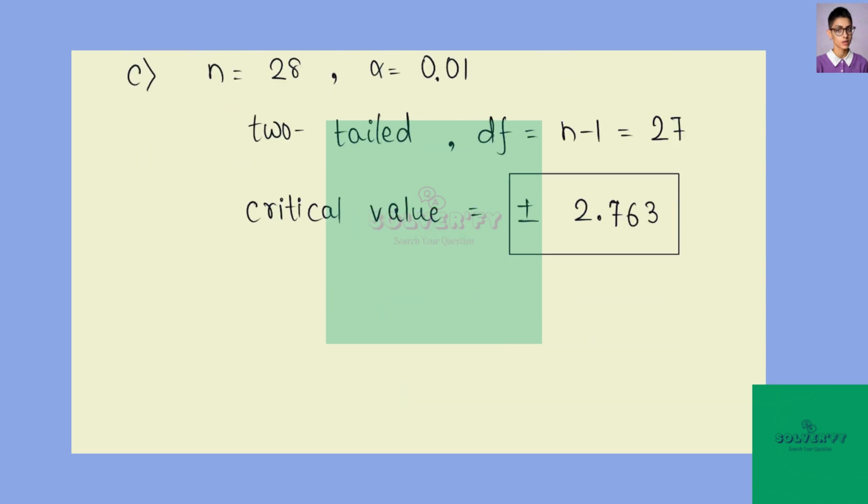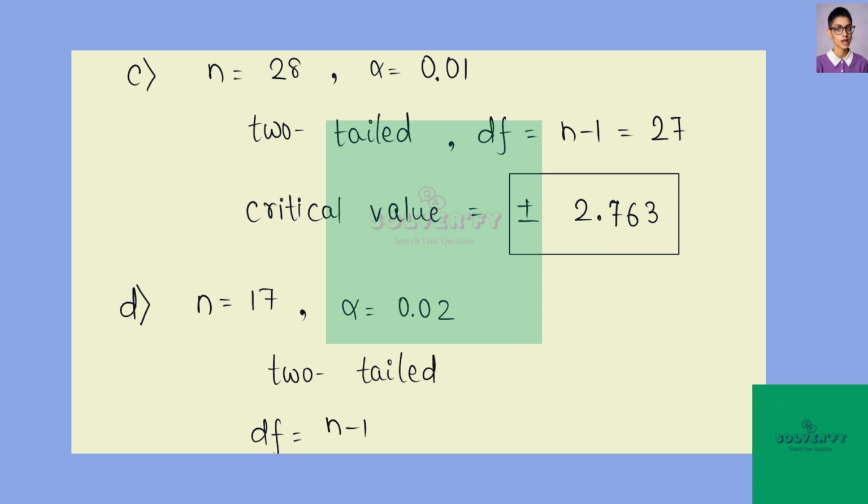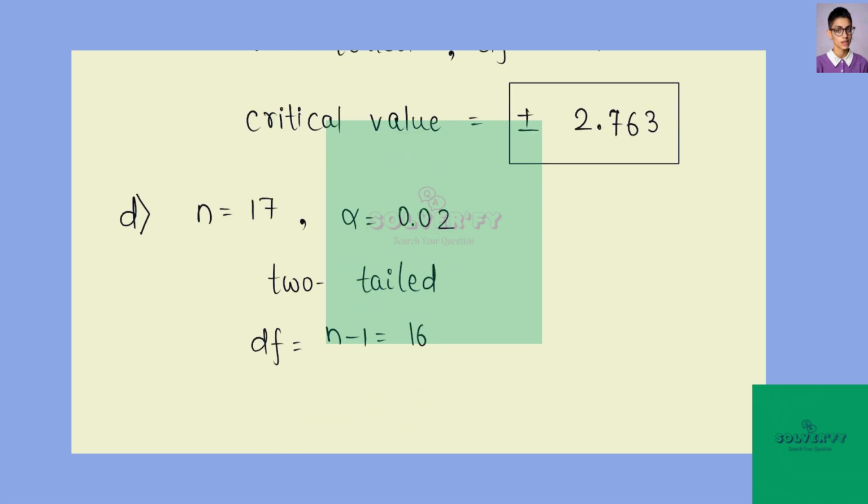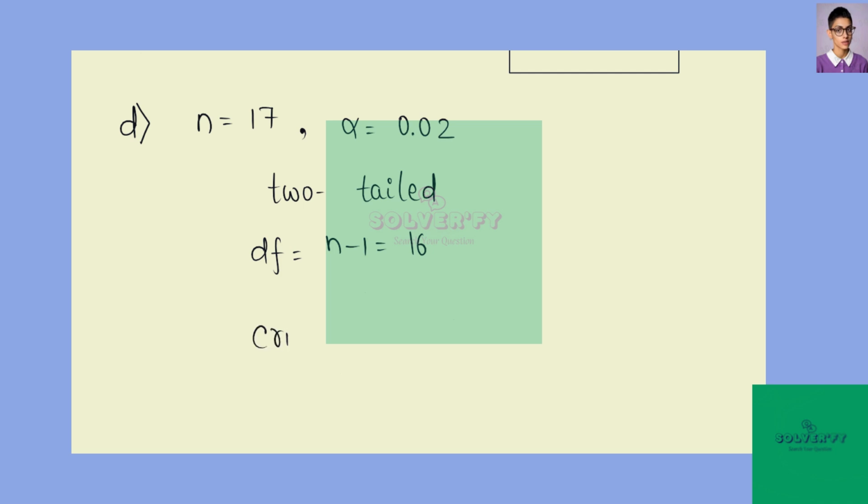Now let us see how we can find the answer for the D part. And in the D part, we can say that n value is equal to 17. The alpha value is equal to 0.05, and we are discussing the two-tail test. So it will be two-tailed, and then the degrees of freedom value will be equal to n minus 1, which is going to be 60. And hence the critical value will be equal to, let us write, critical value. So this is going to come around, we can write it as plus minus 2.567, and we can put this value inside a box in order to highlight it.